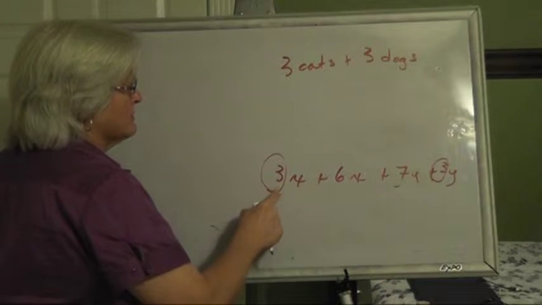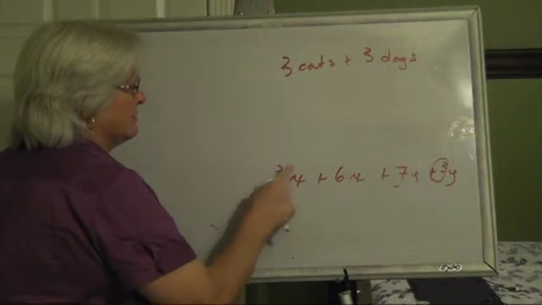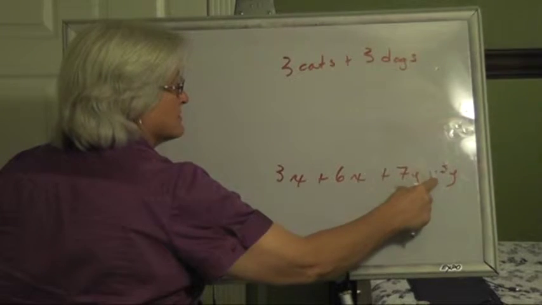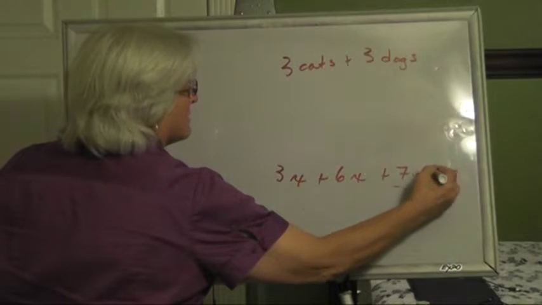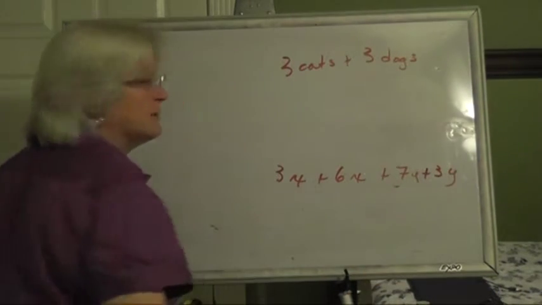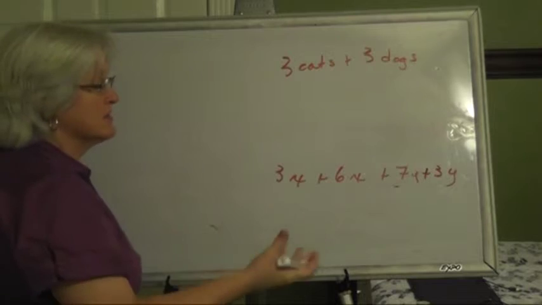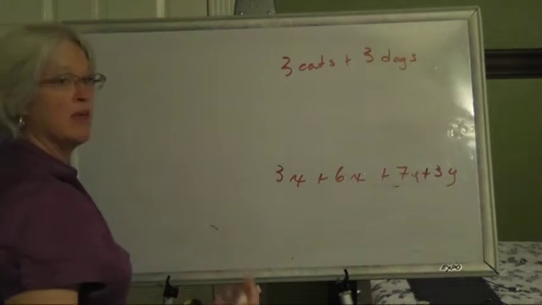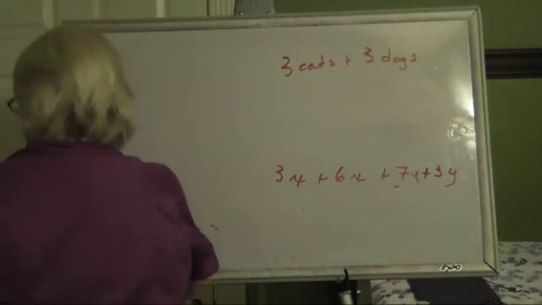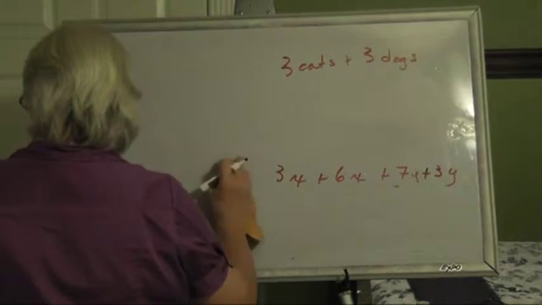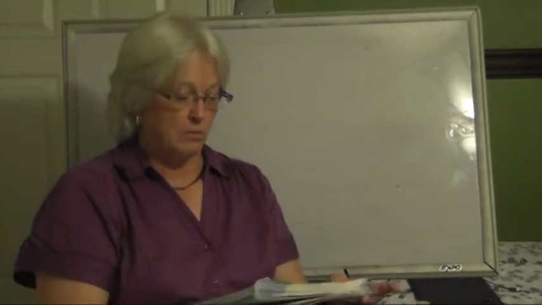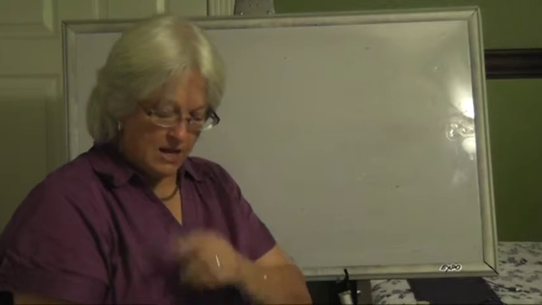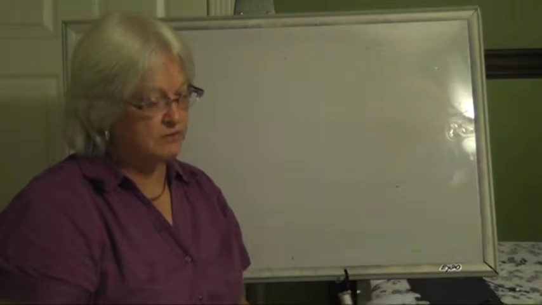In order for terms to be like terms, it has nothing to do with the coefficient. It has to do with the variable. And because the variable here is an x in the first term, and a y in the final term, they are not like terms. So let's go ahead and do a couple of examples that are actually from our homework. So I'm going to flip over now to page 54.